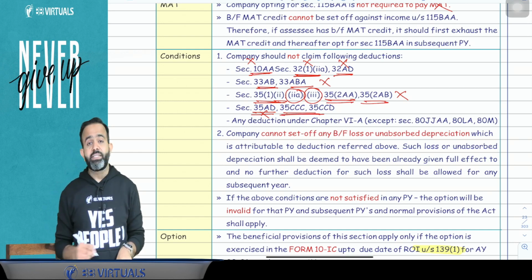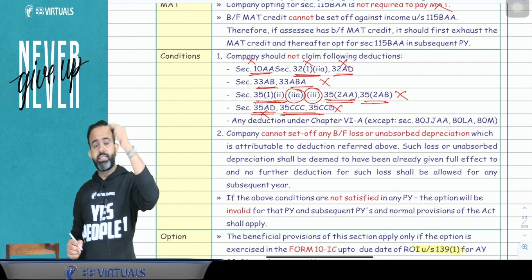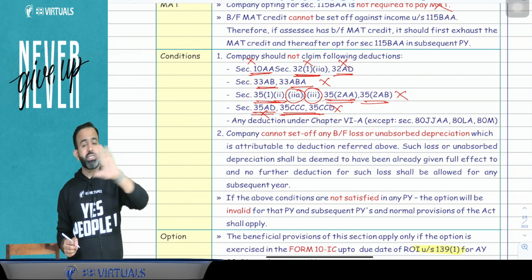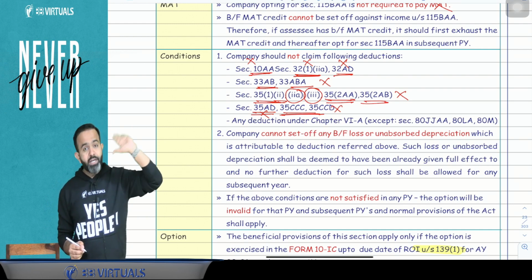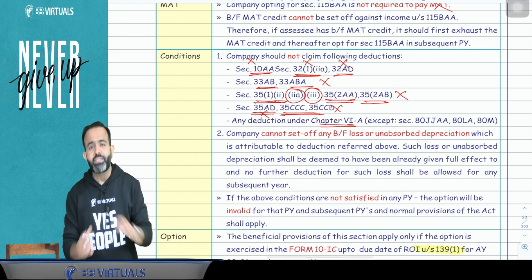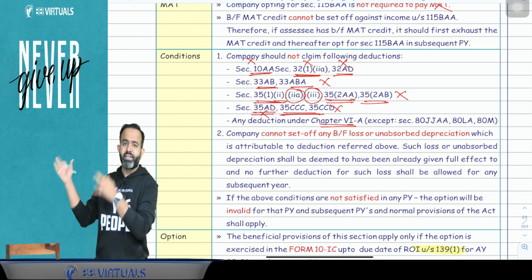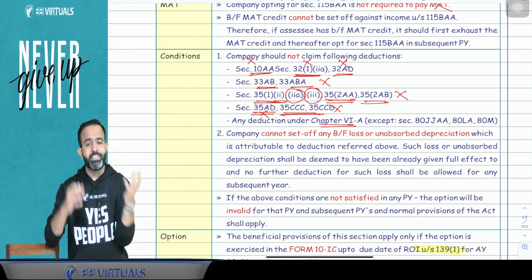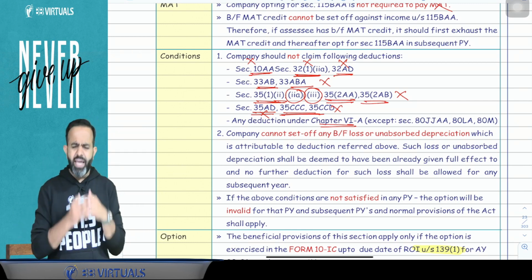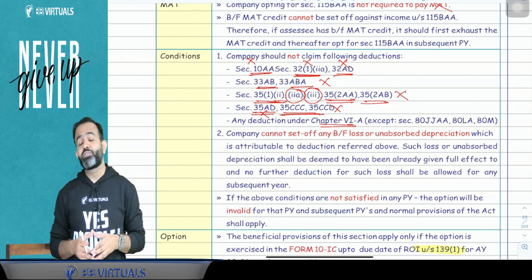35CCC and 35CCD deductions are not available. That is agriculture extension project and skill development project. That deduction is not available. Now guys, any deduction under chapter 6A is not available. Under chapter 6A there are various deductions like 80G, 80GGB, 80GGC and all. Any deduction under chapter 6A is not available.